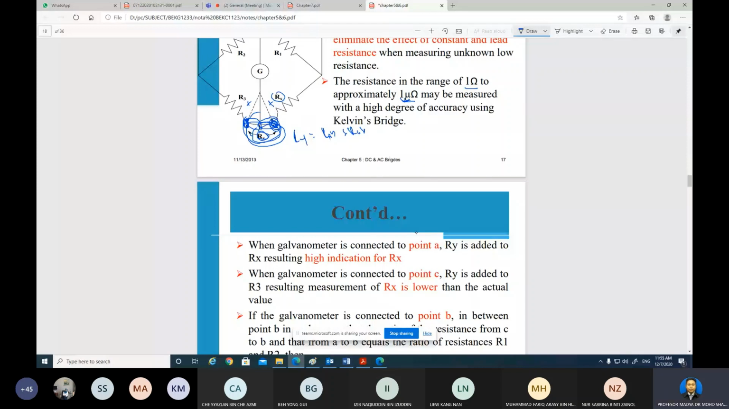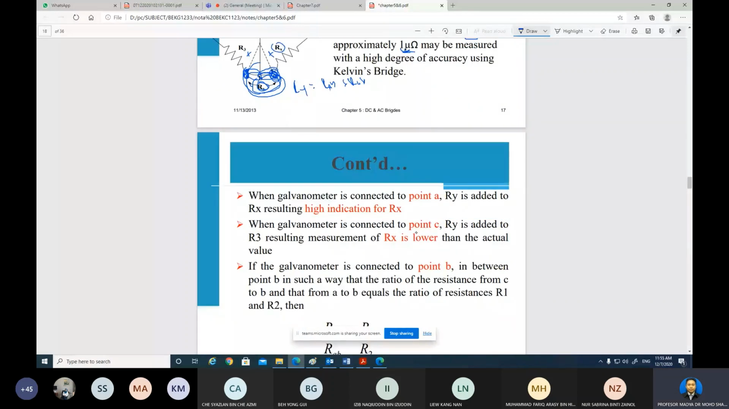But when we put the galvanometer at point B, it will be equal. That means the resistor we call RB will be added with R3, and RBC will be added with Rx. We put it at the center. This is similar to the Wheatstone bridge, and from this we can do the ratio. You can see this is the ratio.